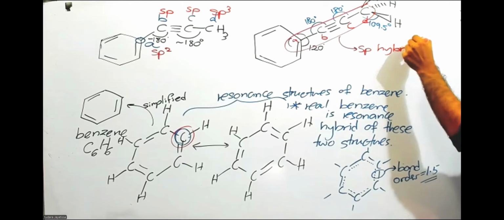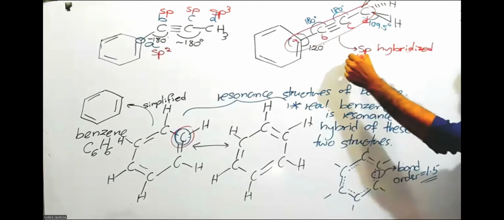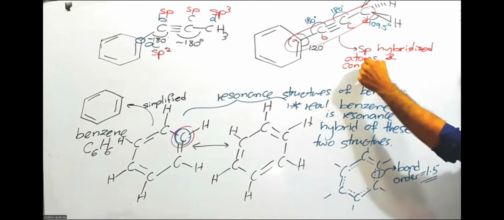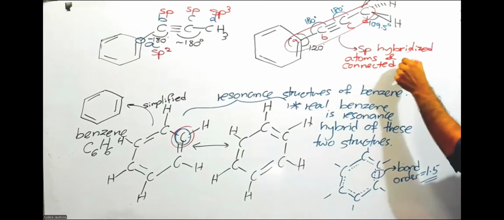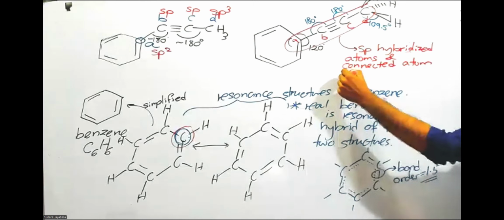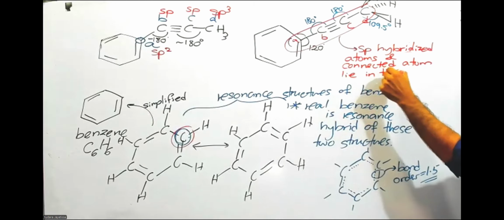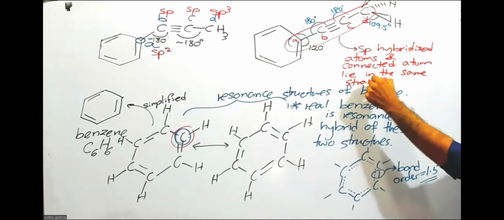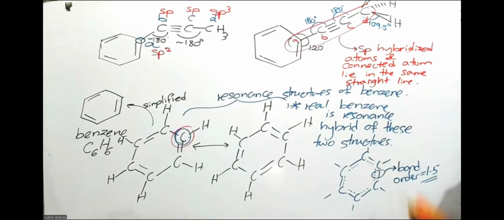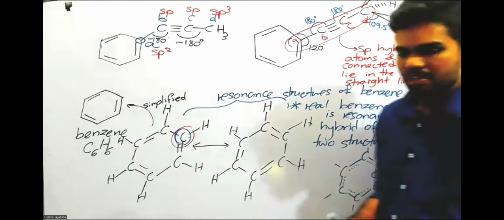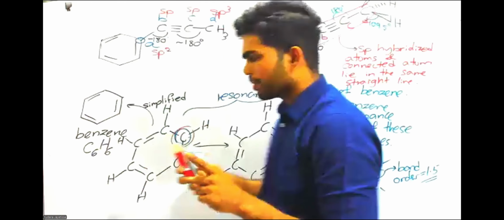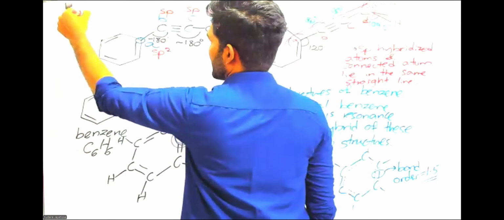sp hybridized atoms and connected ones, connected atoms lie in the same straight line. Same straight line. Understand? So they are in the same line. Is that clear? Therefore, this statement A is going to be wrong. Understood? So A is wrong.